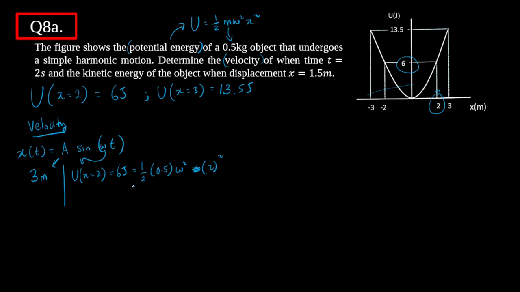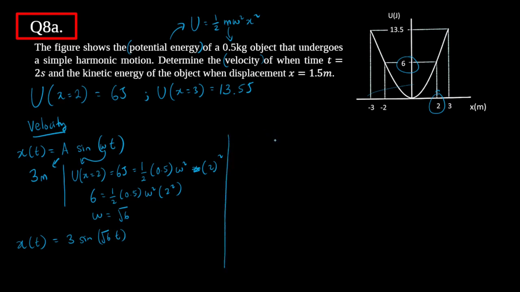Okay, so if I were to solve for that, let me just rewrite it. So 6 equals to half times 0.5 times omega square times 2 square. If I were to just calculate that, what I'll find is that omega is equals to the square root of 6. Okay, so now I have a general equation. I have x(t) equals to 3 sine square root of 6 t, which is great. All right, I have that equation.